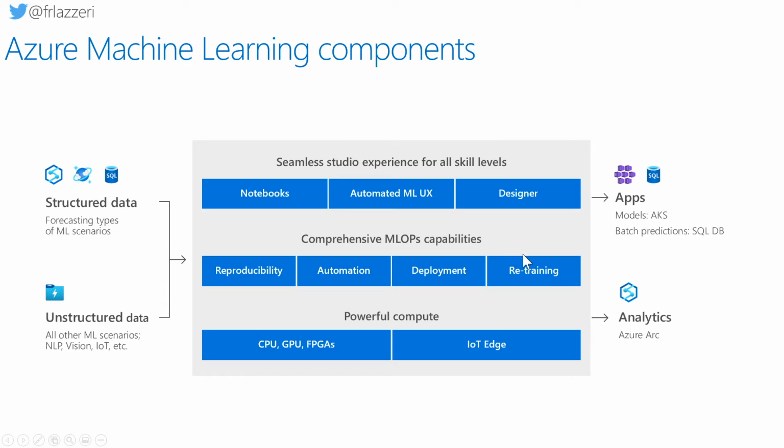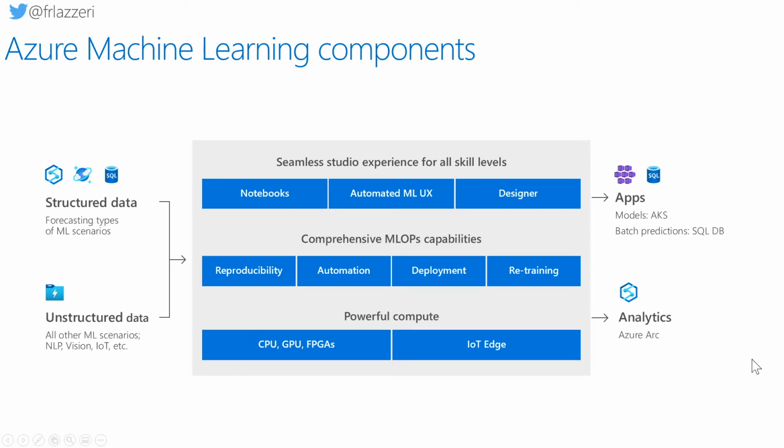This is the part that I was mentioning earlier, which is a very important part, especially for solutions that you think are going to be in production. How are you going to refresh the data and reuse that data for training, meaning making your model even more intelligent? Finally, another very important layer that you need to consider is powerful compute. Here we have CPU, GPU, FPGAs that are another option, or IoT Edge. So all these options are there for you to build, again, end-to-end solutions.